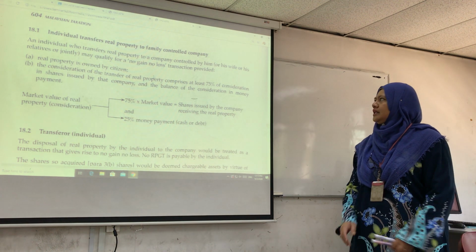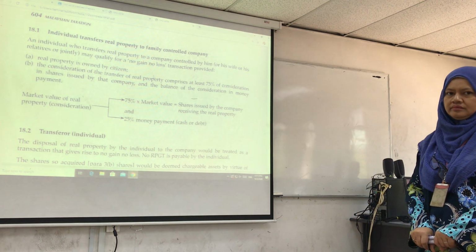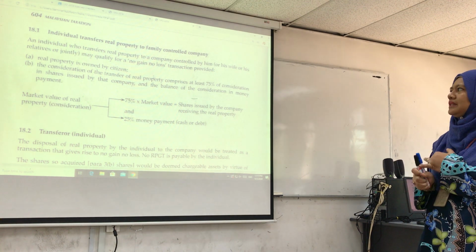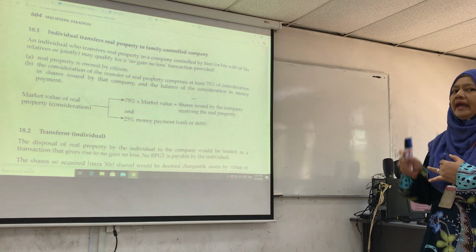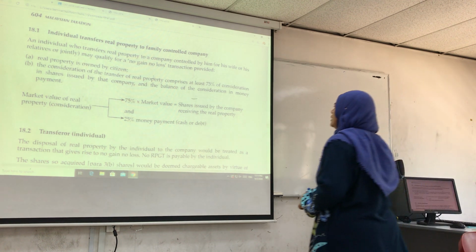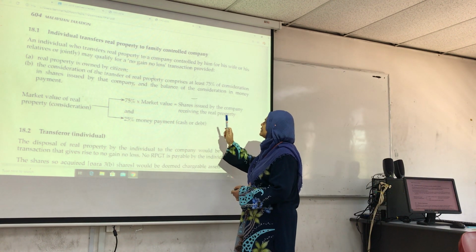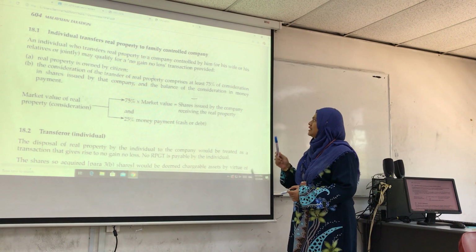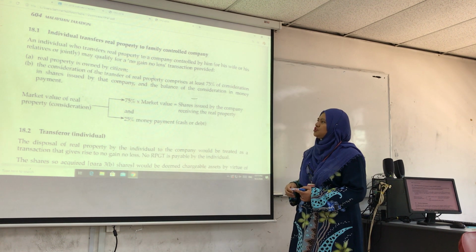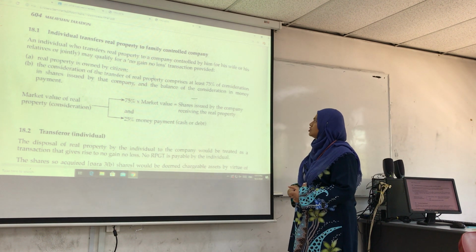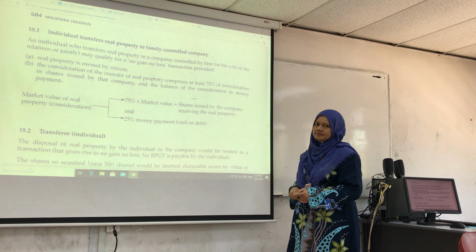So here an individual has no gain no loss, provided that the real property is owned by a citizen, and the consideration of the transfer of the real property comprises at least 75% of consideration in shares issued by that company and the balance of the consideration in money payment.